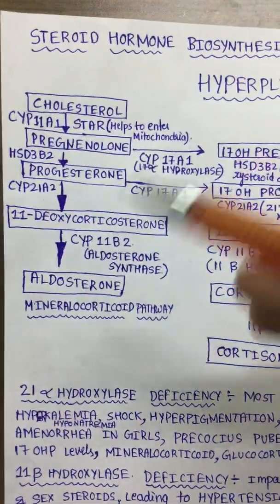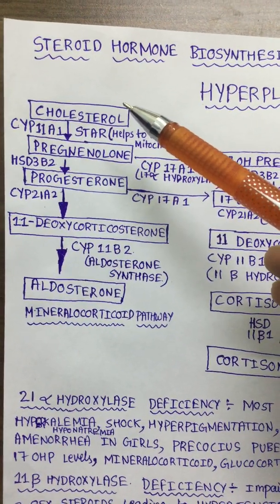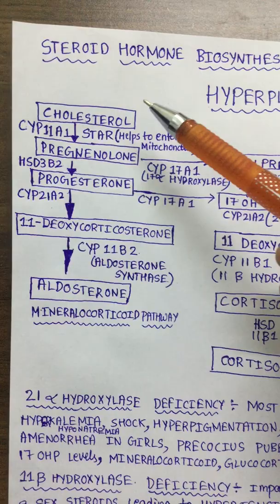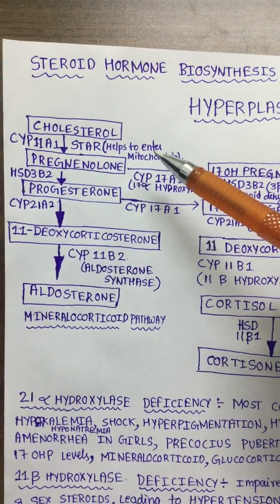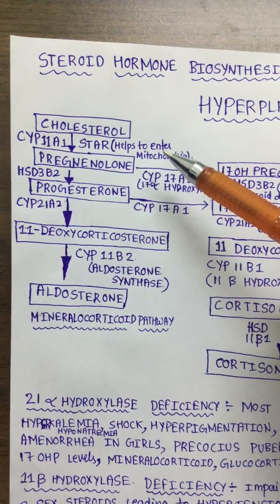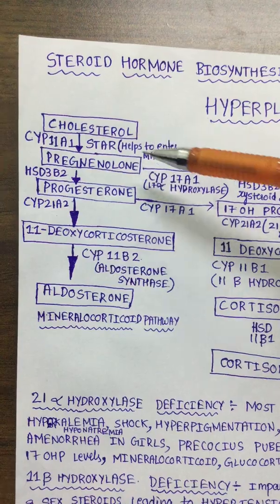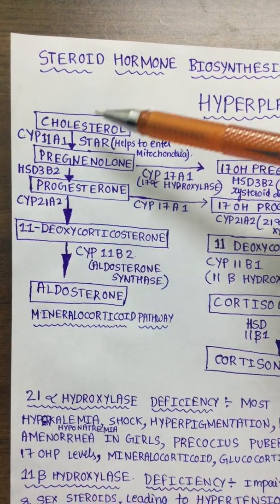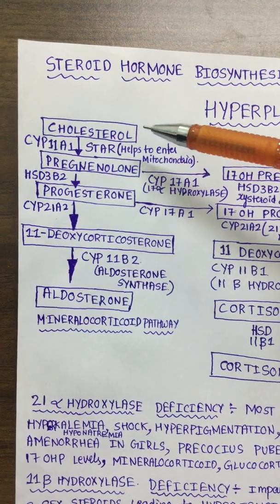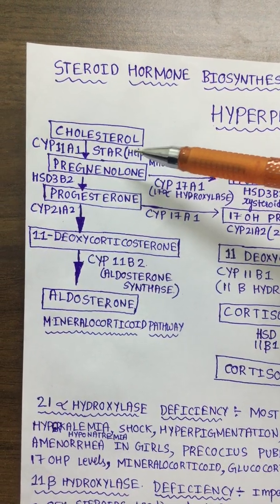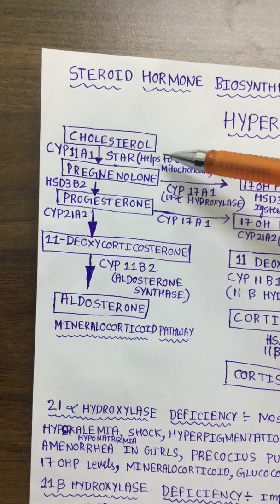In steroid hormone biosynthesis, cholesterol first enters the cytoplasm. From the cytoplasm it enters the mitochondria of the cell, where the biosynthesis of the steroid hormones takes place. The cholesterol enters the mitochondria with the help of the enzyme called STAR, the steroid acute regulatory protein. This helps the cholesterol to enter into the mitochondria.